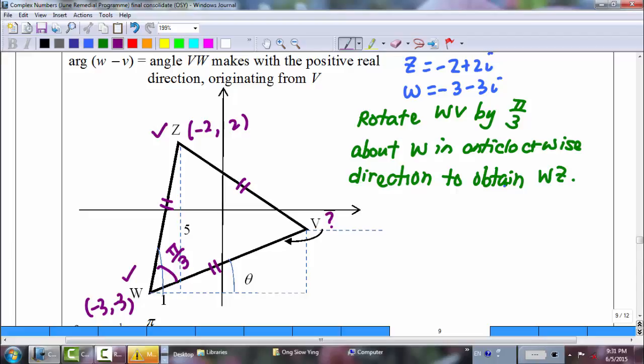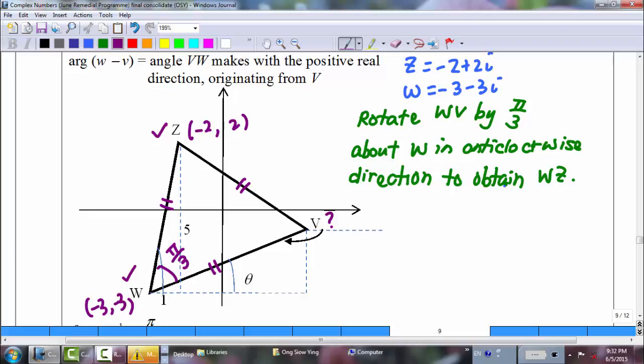Now, look carefully, you'll notice that if you rotate WV by pi by 3 radians in the anti-clockwise direction about the point W, you will be able to obtain WZ, simply by a rotation. WV rotated pi by 3 radians anti-clockwise about W gives WZ. If this is the case, then you just need to make use of WZ to find your V.